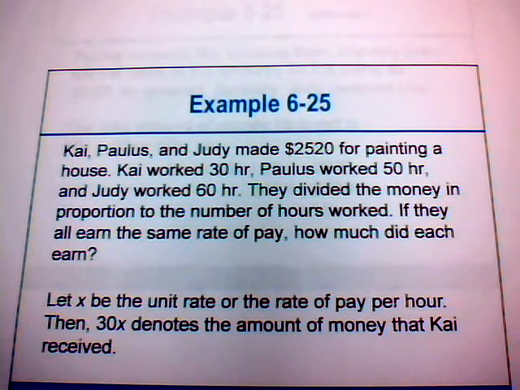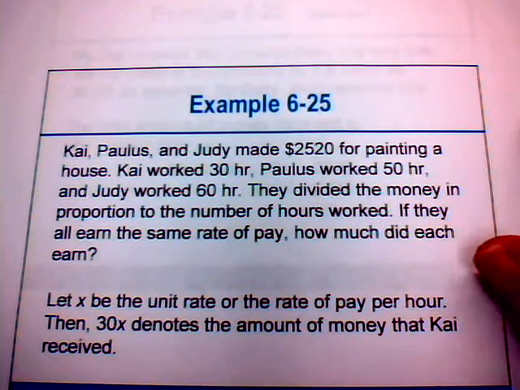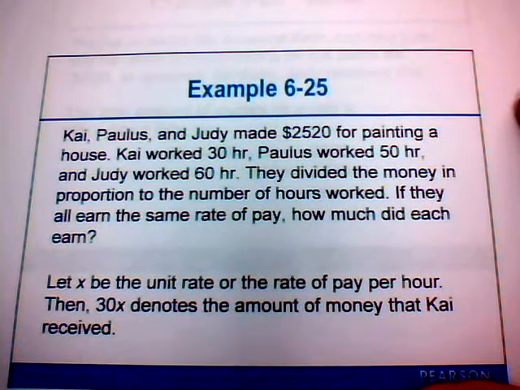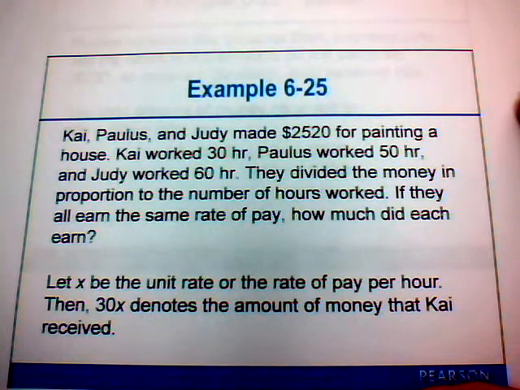Here's another example that is related to ratio and unit rate. Kai, Paulus, and Judy made $2,520 for painting the house. Kai worked 30 hours, Paulus worked 50 hours, and Judy worked 60 hours. They divided the money in proportion to the number of hours worked. If they all earned the same rate of pay, how much did each earn?